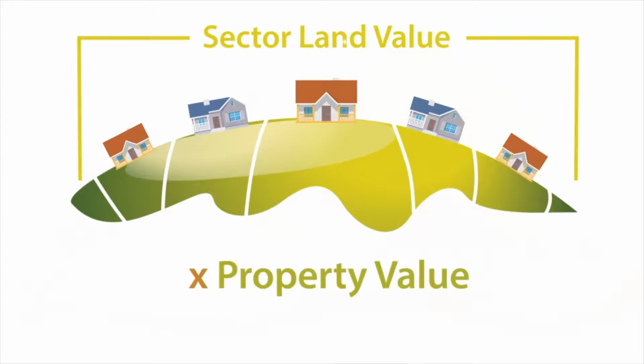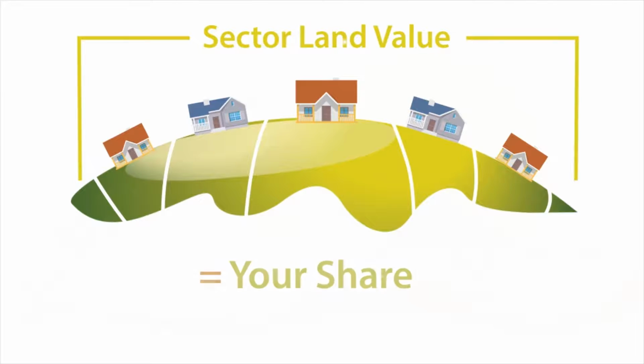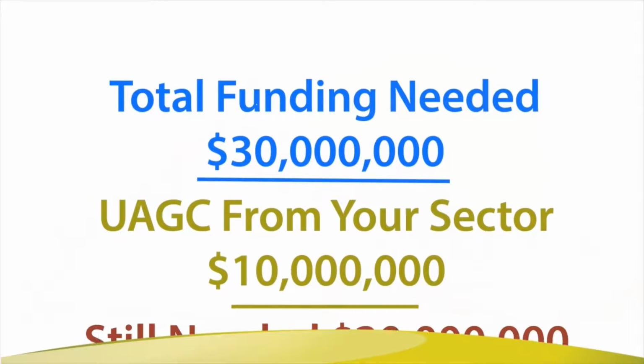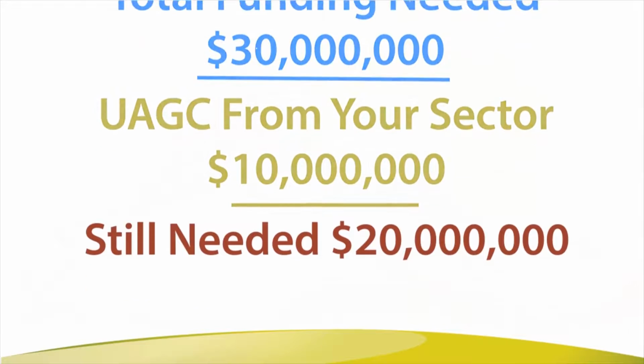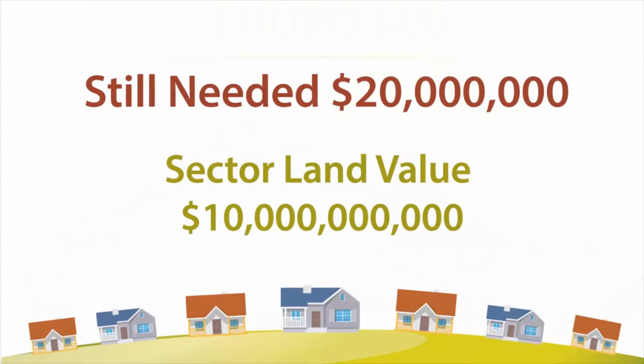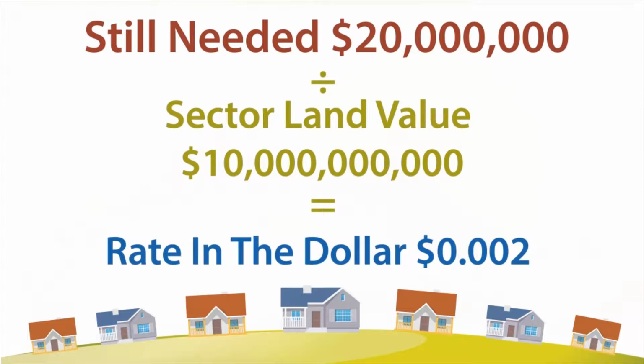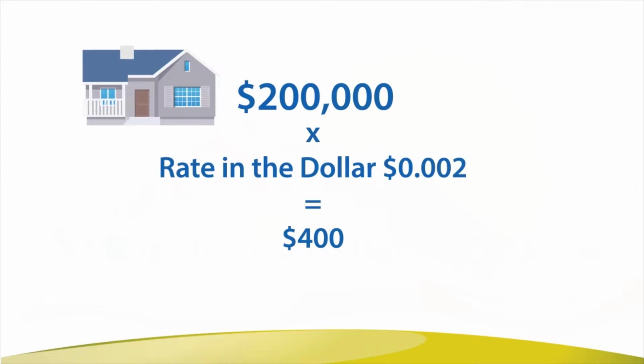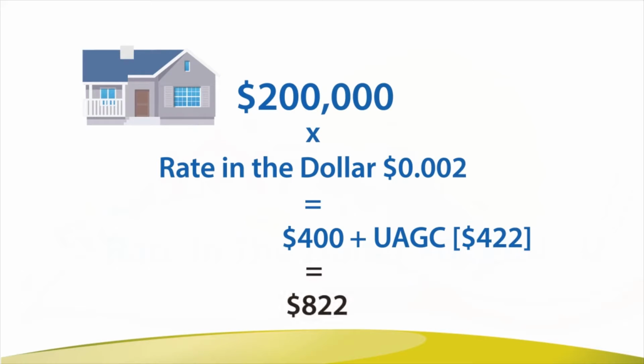We then multiply this by the value of your property and add the UAGC to get your share of the general rates. For example, after we've allowed for the UAGC from your sector, we still require $20 million of funding. If your sector has a total land value of $10 billion, the rate in the dollar is 0.2 cent. If your property's land value was $200,000, your general rates would be $400, plus the UAGC of $422, or a total of $822.